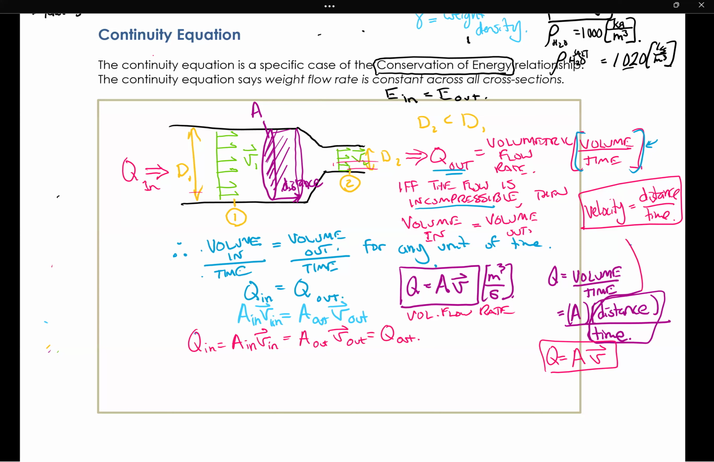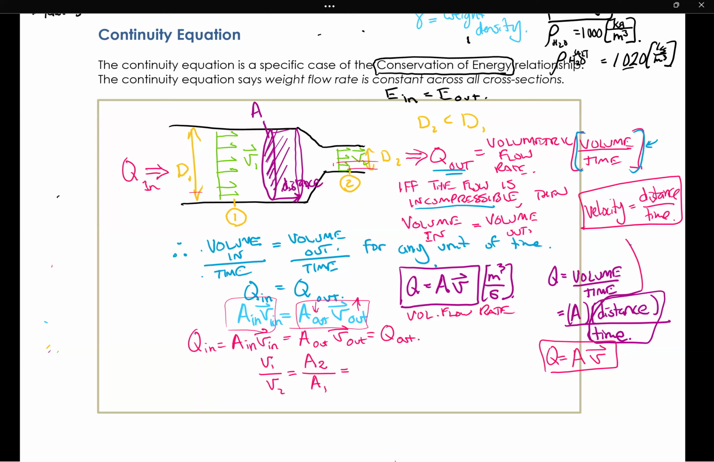What a lot of people like to do is rearrange this. So I can see clearly that this is a relationship where if the area decreases, then the velocity is going to increase in order to be the same as the other side. Some people like to rearrange that and can see it visually better this way. This is just rearranging the equations. The second velocity over the first velocity is inversely proportional to the ratio of the areas.